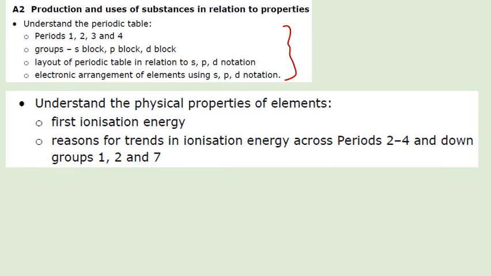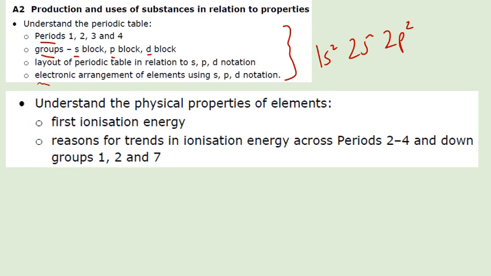understanding the periodic table, that we understood what periods were, we understood what groups were. We also looked at the S, the P and the D block, and that you could identify elements as S, P and D elements, but you could also do electron configuration using the S, P and D notation. So the idea of a 1s2, 2s2, 2p2 for example, that we could do electron configurations.